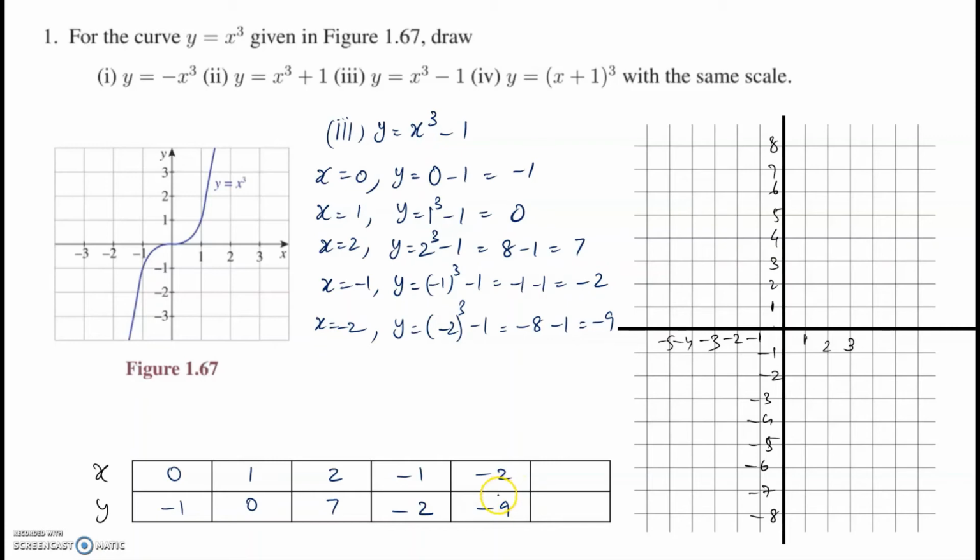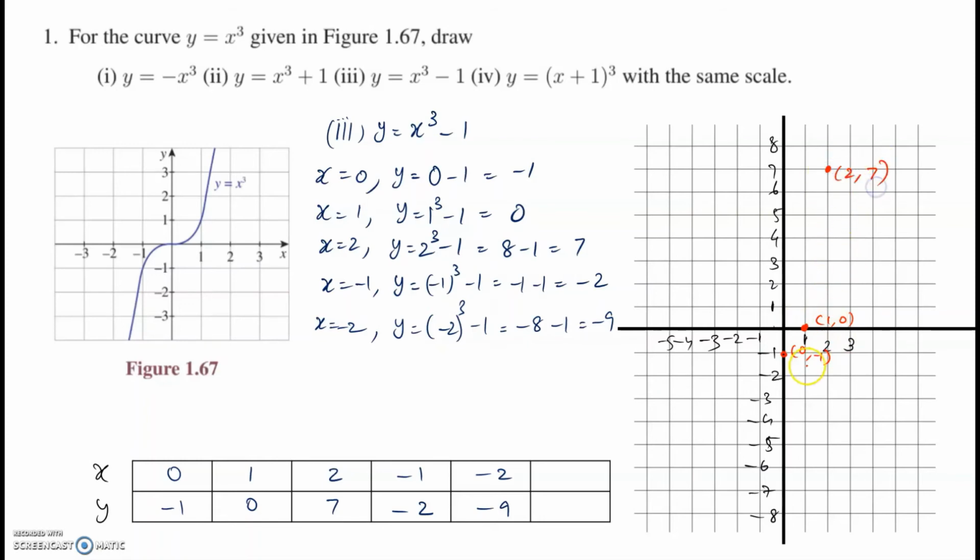So now let's try to graph the curve. So mark the points first. So when x is equal to 0, y is equal to minus 1. So 0 and minus 1. When x is equal to 1, y is equal to 0. So 1 and 0. Then when x is equal to 2, y is equal to 7. 2 and 7.